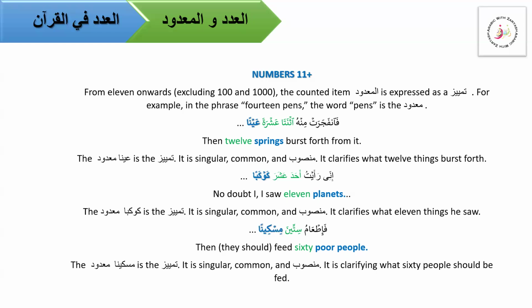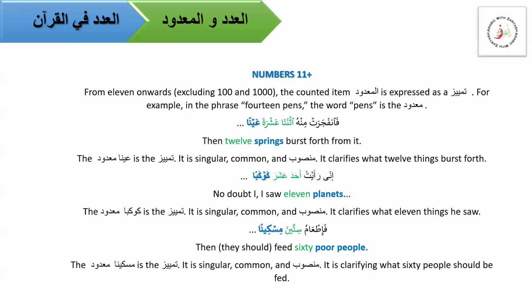Then we have inni raitu ahada ashara what? Kawkaban. So no doubt I saw 11 planets. So here again, the madud is Kawkaban, and that's what the tamyiz means. It's singular, it's common, and it's mansub. So you see that here after 11 and the plus numbers, whenever there is madud, it is going to take the position of the tamyiz. And that's how you're going to do the i'rab for the numbers that are plus 11. So here it clarifies what 11 things we saw.